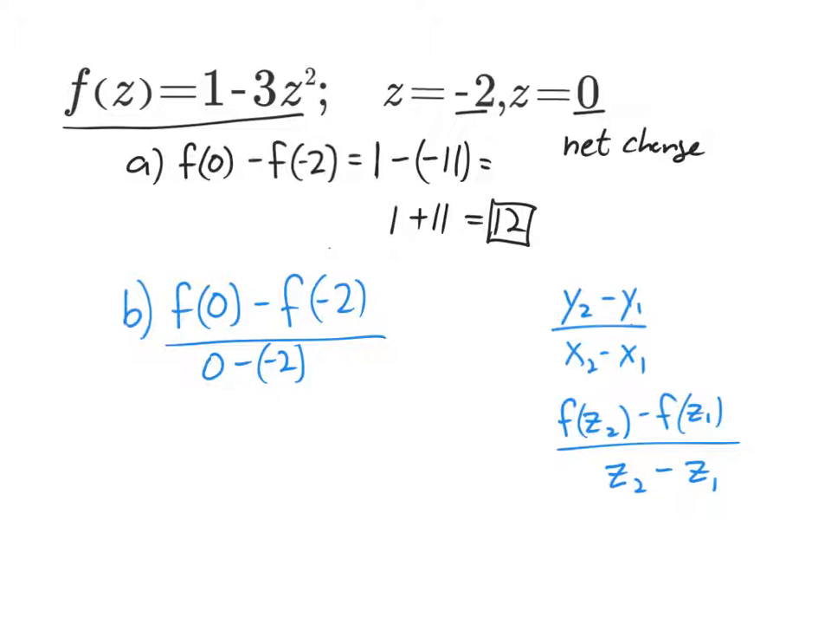So this right here, if you notice, is the same thing as this. So this whole top is just 12. So we're going to go 12 over 0 minus the -2, which is going to be 2. So 12 over 2 is 6. So 6 is my average rate of change.